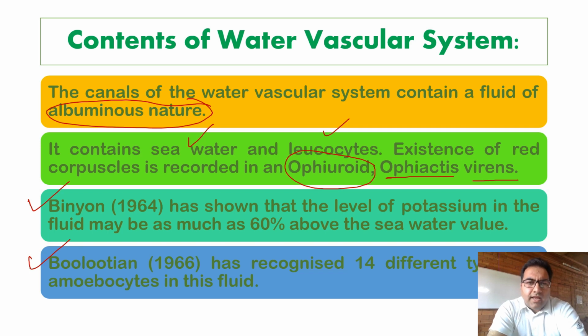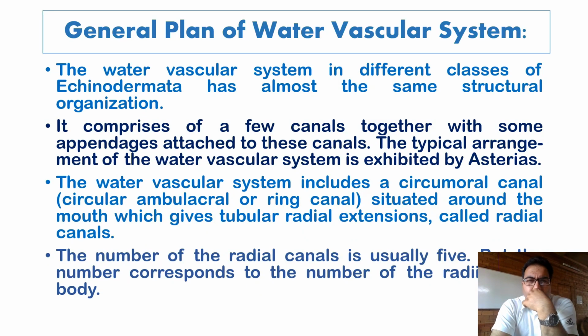Now, what are these amoebocytes which he has recorded in the fluid of the water vascular system of echinoderms? Amoebocytes are mobile cells, moving like an amoeba in the body of invertebrates, including echinoderms, mollusks, tunicates, sponges, and some chelicerates. So amoebocytes have also been found in echinoderms.